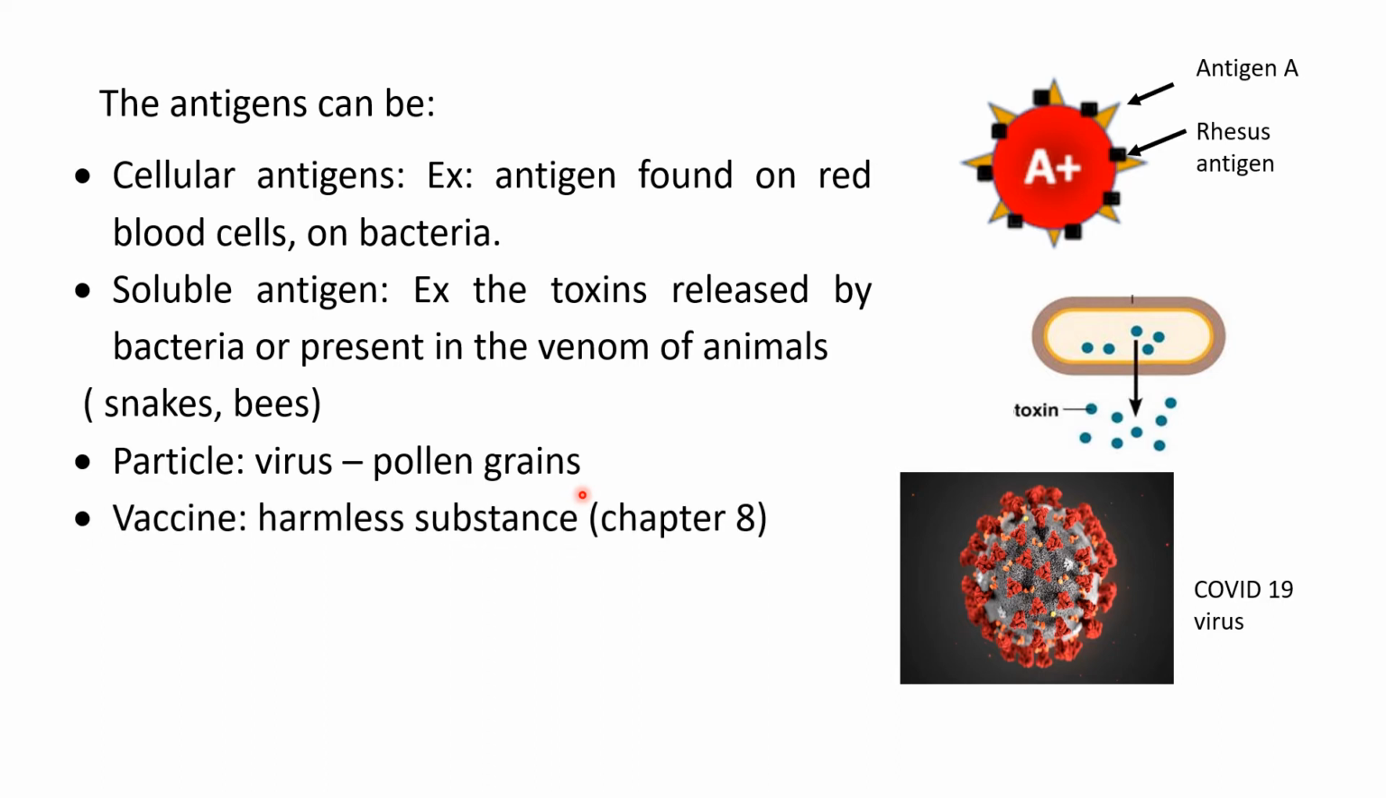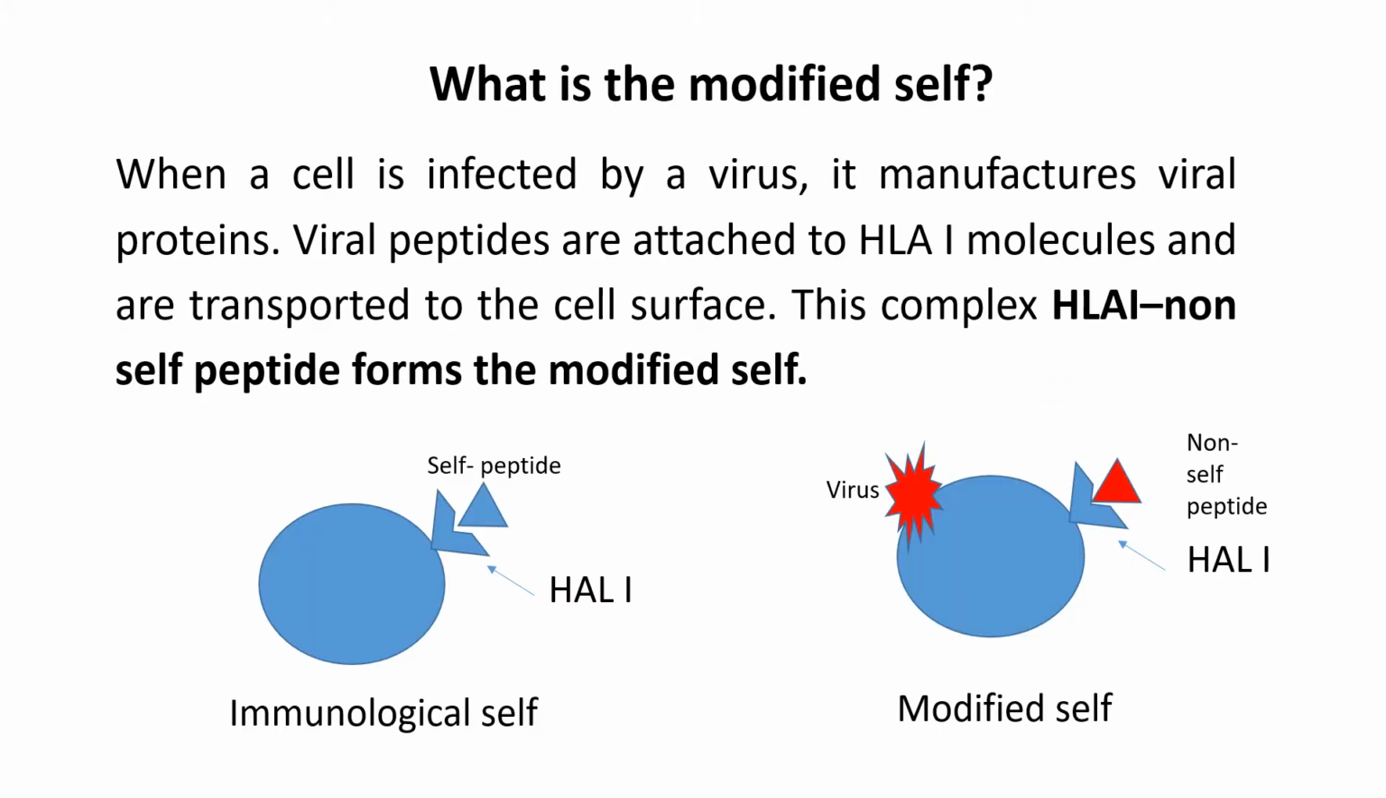Other examples of antigens include the vaccine, which is a harmless substance, and the vaccine is going to be discussed in Chapter 8. So, the modified self is also considered as non-self by the immune system.